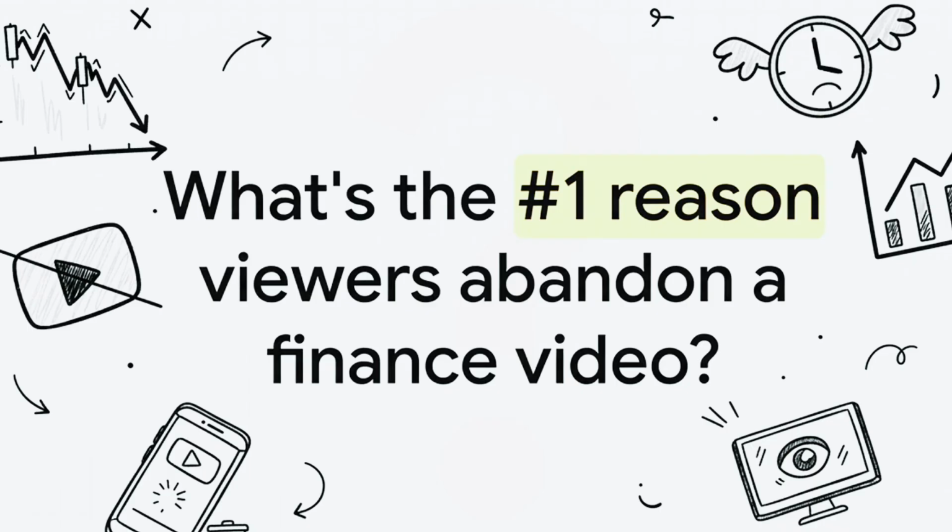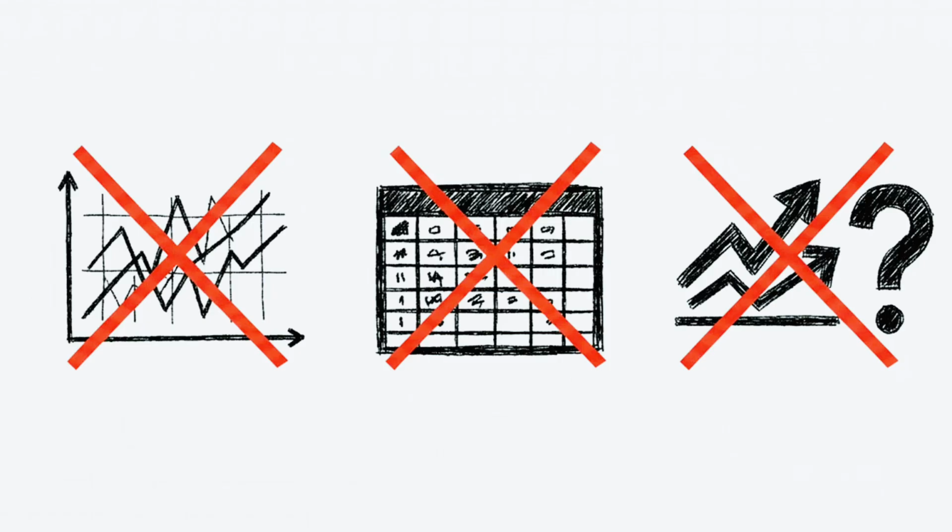So I want you to really think about this for a second. When you click on a video about, say, a stock or a new market trend, what is the one thing that makes you just instantly close the tab? Go on, take a guess. You're probably thinking it's a messy chart, right? Or maybe some confusing data on a spreadsheet, or maybe even a really bad stock pick. Well, nope. The single biggest thing that kills trust isn't visual at all.